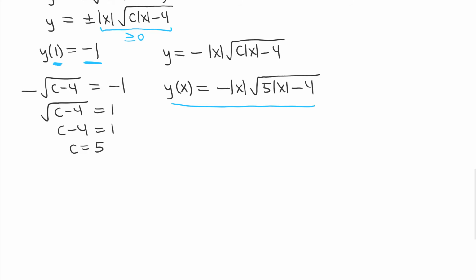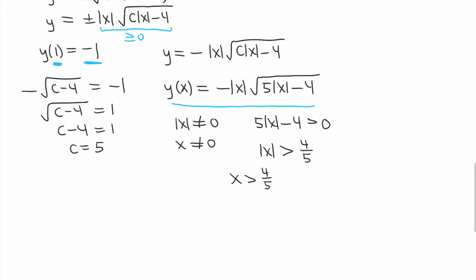And so what we can do here is first note that absolute value of x cannot be equal to 0, because the absolute value function is not differentiable at 0, and that means x cannot be 0. And secondly, the part inside the square root, the 5 absolute value of x minus 4, normally we would say it has to be non-negative, greater than or equal to 0. But also remember, square root functions are not differentiable at their endpoint, which means it can't be equal to 0. If you remember, the square root function is not differentiable at that endpoint here. And so in other words, if we rearrange this, absolute value of x has to be greater than 4 over 5, which means x has to be greater than 4 over 5, or x has to be less than negative 4 over 5.